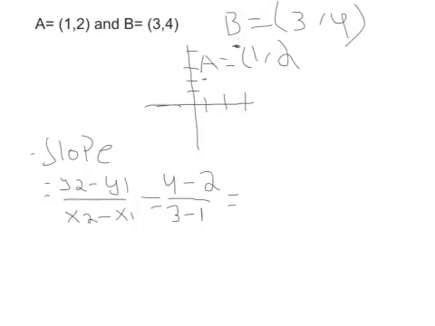Now if we finish that, we get 2 over 2, which equals 1. And that's our slope. So now we're going to find the y-intercept of the line. So we have our slope already. Slope is equal to 1.